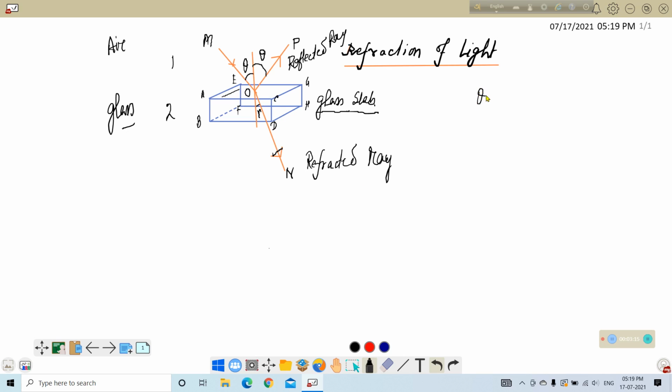So theta is equal to the incident angle, or angle of incidence, and R is equal to, sometimes it is termed as I also, the angle of refraction.